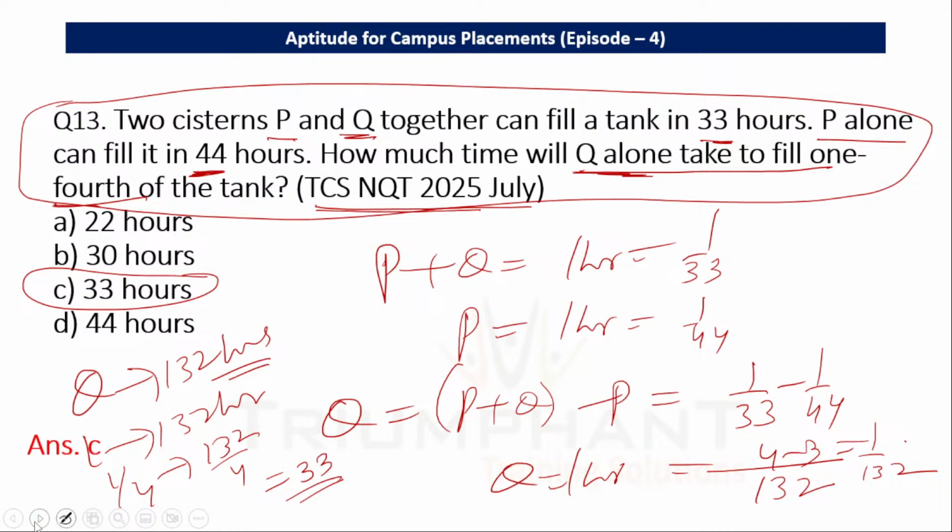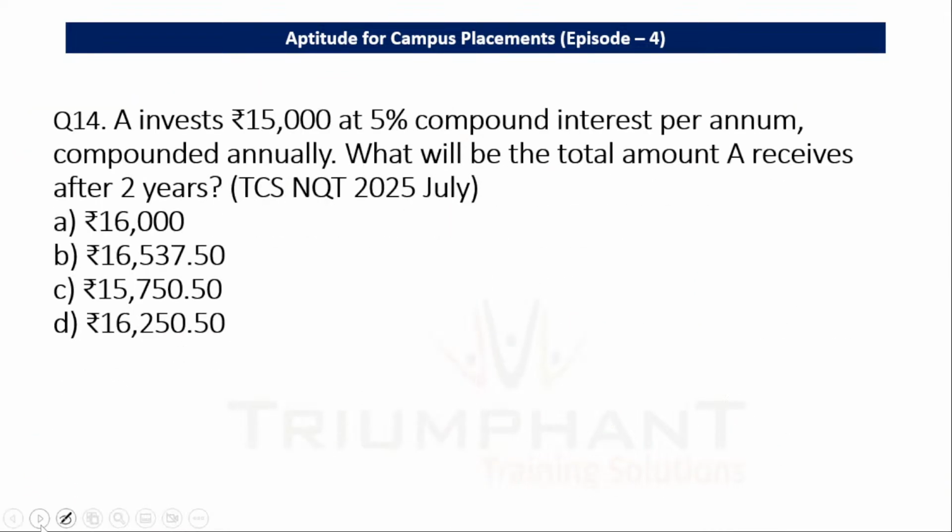Right. Here is the next question. Question number 14. This is also asked in the TCS NQT exam this month. A invests 15,000 at 5% compound interest per annum, compounded annually. What will be the total amount A receives after 2 years? Another straightforward question. I don't know, those who are taking the TCS NQT exam in the July slot from their website, from their portal, I think are lucky to get these kinds of questions. This is also a straightforward one.